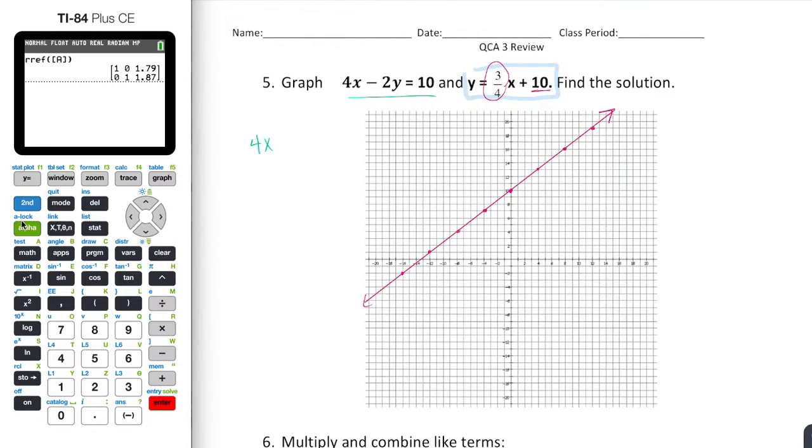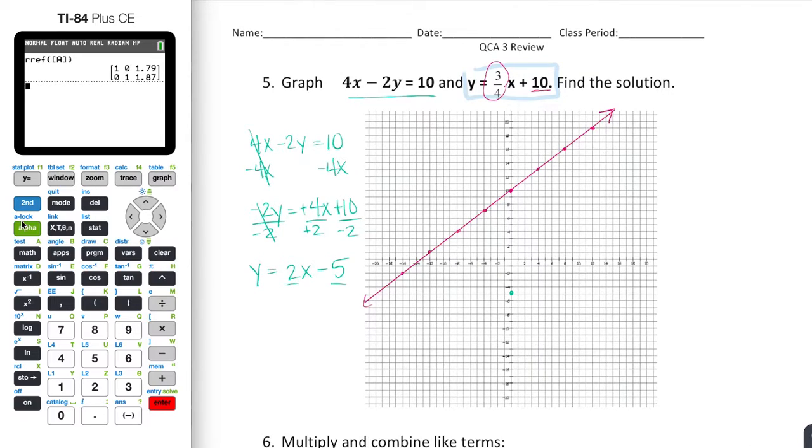So we have 4x minus 2y equals 10. So we need to get y by itself. So we're going to subtract 4x from both sides. So negative 2y equals negative 4x plus 10. Since we want it in that mx plus b form, then we're going to divide through everything by negative 2. So y equals negative divided by negative is a positive. So 2x minus 5.